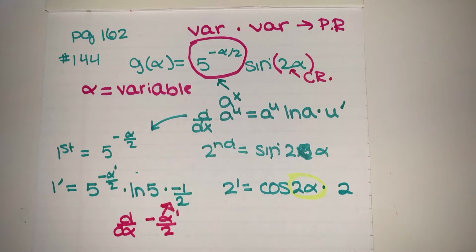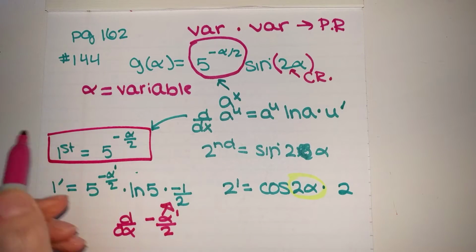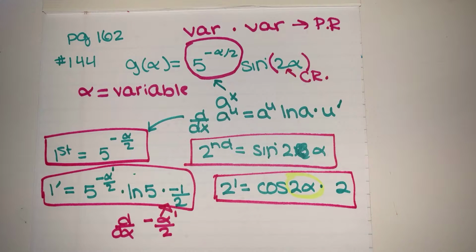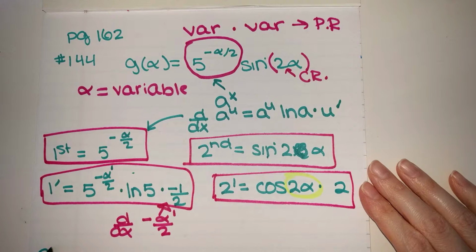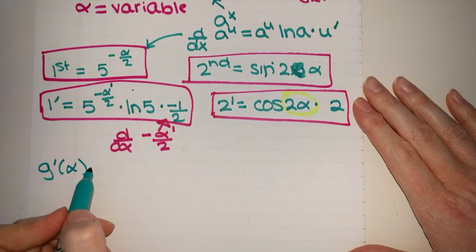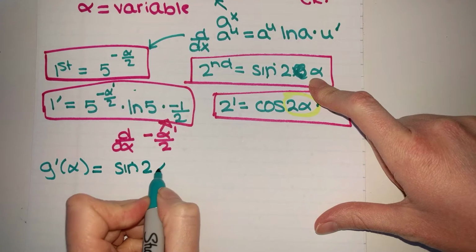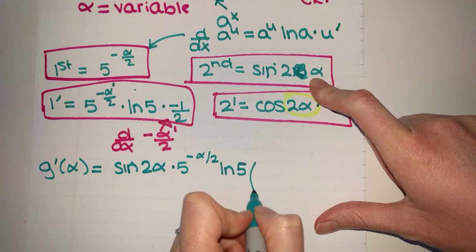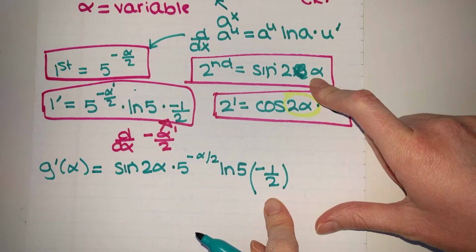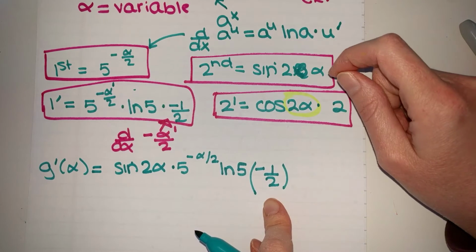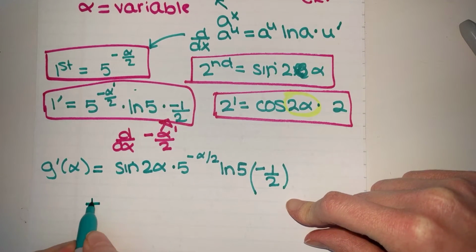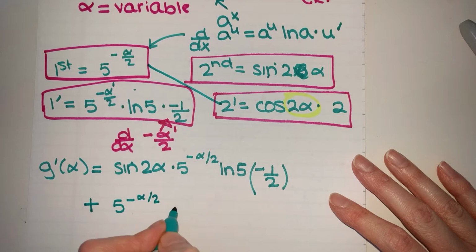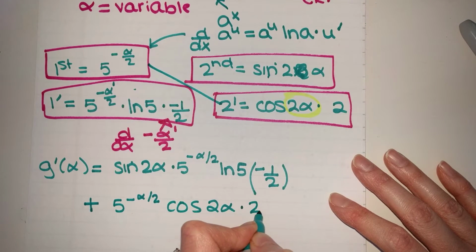All right, so putting this all together into our product rule, again, we have our first function here, second function, first function's derivative, and second function's derivative. So plugging into the product rule, we will have that g prime of alpha is going to be equal to sine of 2 alpha times 5 to the negative alpha over 2 natural log of 5 times negative 1/2. And I'm putting the parentheses around negative 1/2 just to really emphasize that that's not subtraction, that's multiplying by negative 1/2. Then we have plus our second derivative and then the first function. So 5 to the negative alpha over 2 times cosine of 2 alpha times 2.